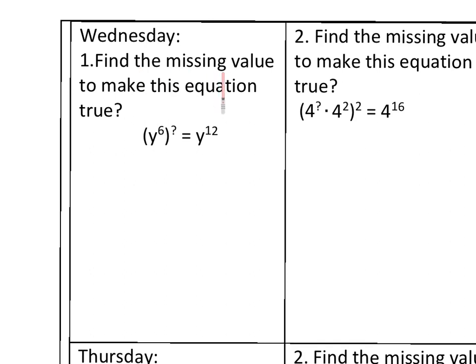Number 1, find the missing value to make this equation true. We have y to the 6th power times something gives you y to the 12th power. This is something called the power rule. Power rule states 6 to the something gives you 12.